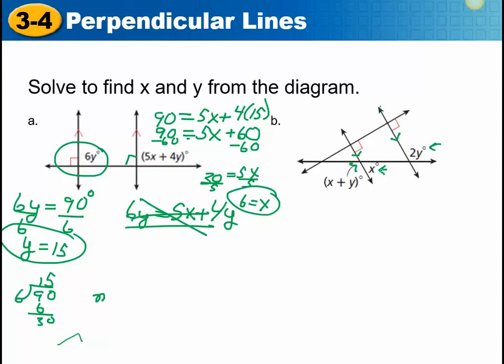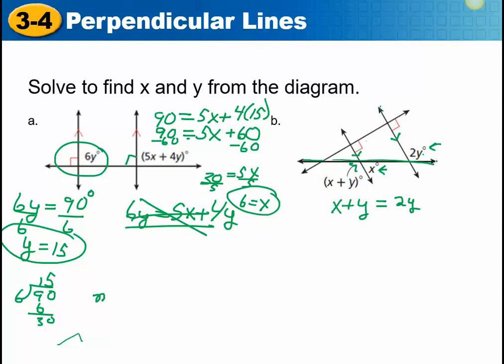We know that... I want to use alternate exterior angles, and I guess I will. I'll use the other line here as the transversal now that I know these two lines are parallel, and I'll say that x plus y and 2y are equal to each other because they're alternate exterior angles.